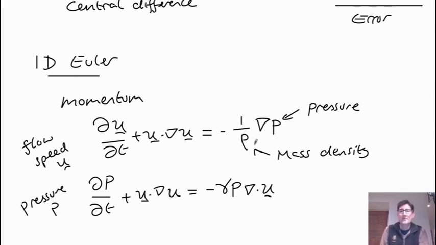Now for now, there's this rho in this term here. For now we're going to assume that the mass density is small. The variation in the mass density is small. And so we're going to assume that this is roughly constant.